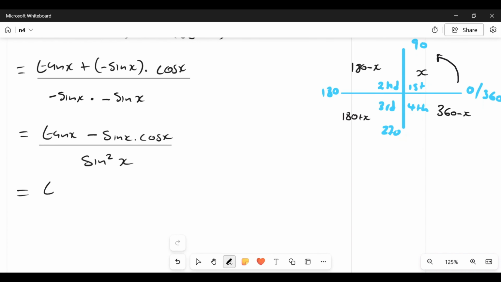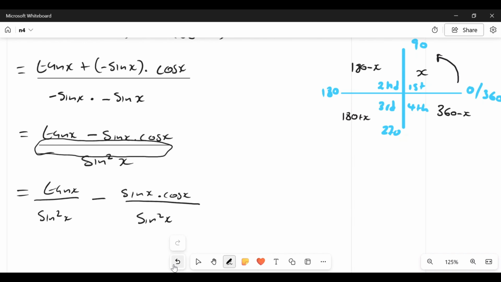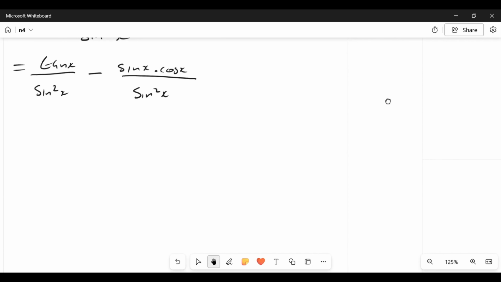You can separate this. You can write tan x over sine squared x, minus sine x multiplied by cos x over sine squared x. This is allowed, guys, as long as this line here is solid. Just know that this is allowed. So let's create a little bit of space here as we continue. Now the first one here, which is tan x divided by sine squared x, we can rewrite it like this. Instead of writing tan on the numerator, we can write sine x over cos x.